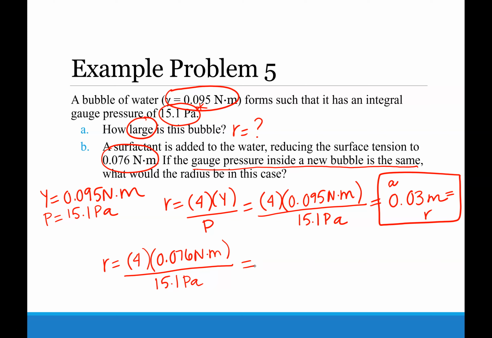So 4 times 0.076 divided by 15.1, that equals a radius of approximately 0.020 meters for part B.